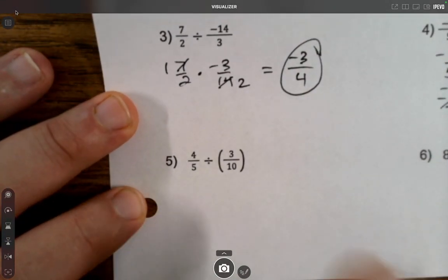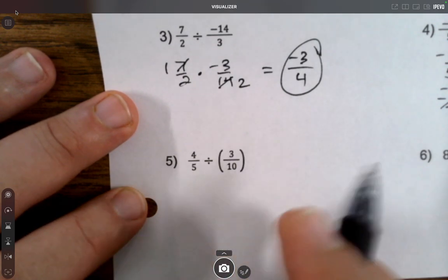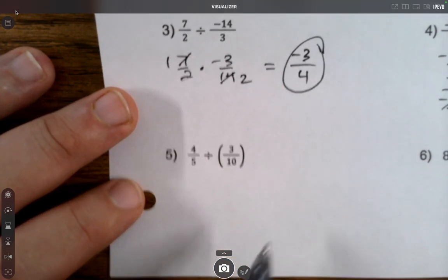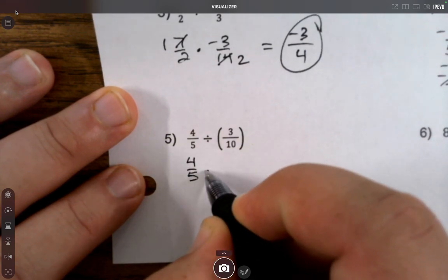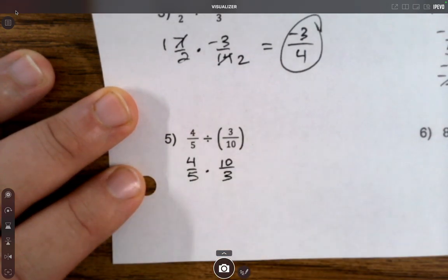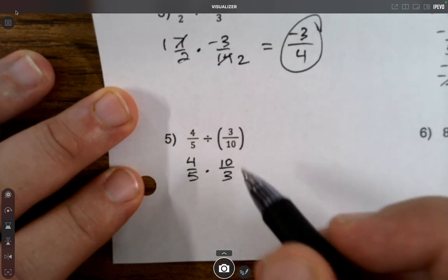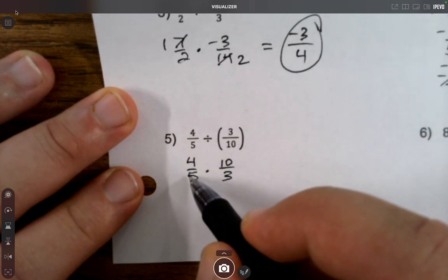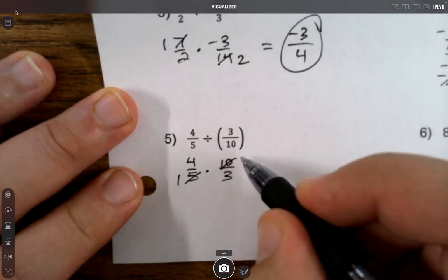Okay, 5 is similar to 3. They're already in fraction form. They're not improper fractions, but there's no mixed numbers we have to convert. So we can go straight to flipping the second fraction. Okay, 5 and 10, we can cancel, we can reduce. They're both divisible by 5, so 5 divided by 5 is 1. 10 divided by 5 is 2.